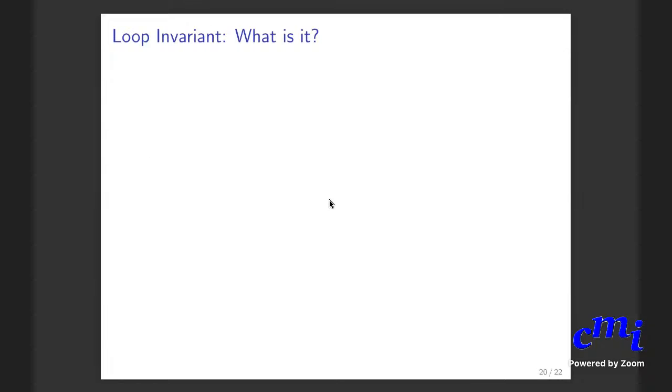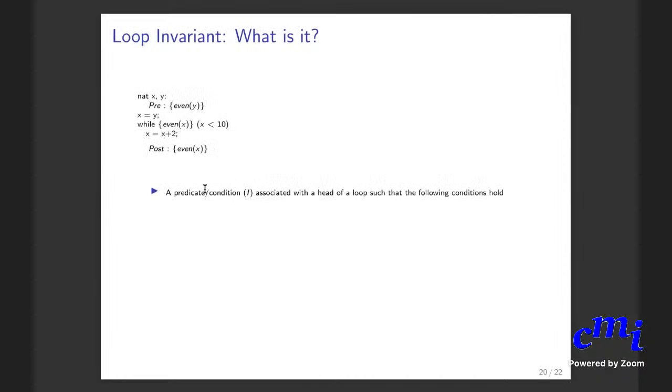So what is a loop invariant? Let's say I use the same program to illustrate. Here is the same program. A loop invariant is a predicate or a condition that we denote by I, and it's usually associated with the head of a loop, right at this point that I've shown here, such that the following conditions have to hold.